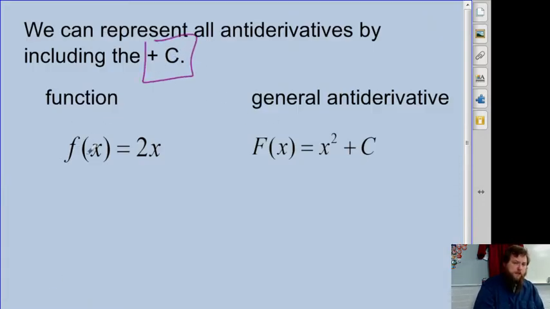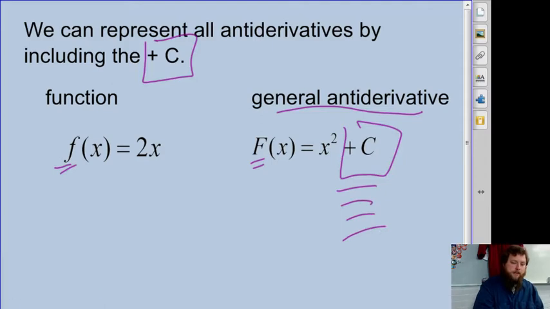So if I have a function f of x equals 2x, the general antiderivative is capital F of x equals x squared plus C. We usually say capital here just to show some relation, but those are two different functions. Just the notation you usually see. So general antiderivative, don't forget the plus C.